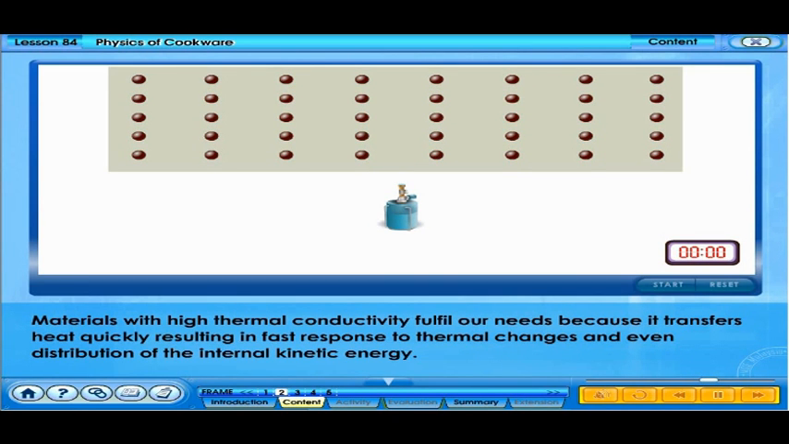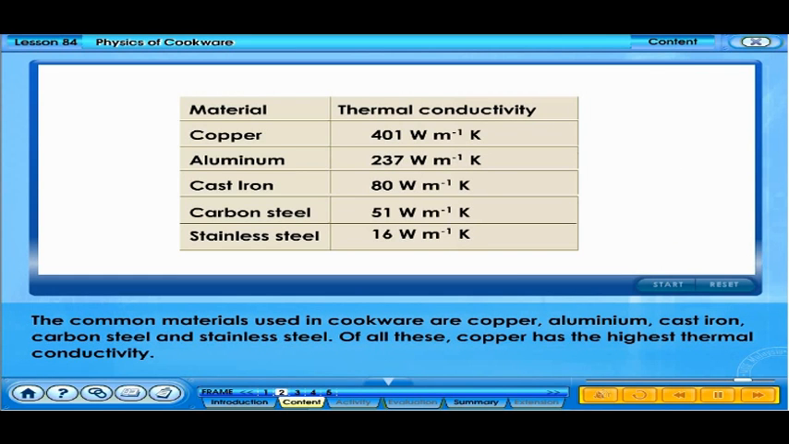Materials with high thermal conductivity fulfill our needs because they transfer heat quickly, resulting in fast response to thermal changes and even distribution of the internal kinetic energy. The common materials used in cookware are copper, aluminium, cast iron, carbon steel, and stainless steel. Of all these, copper has the highest thermal conductivity.